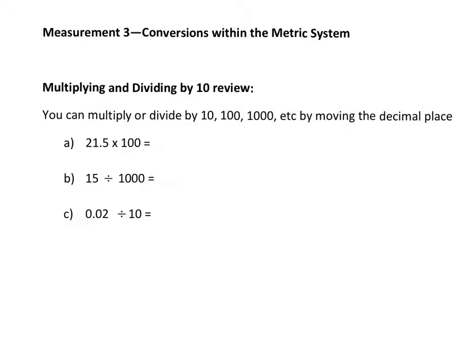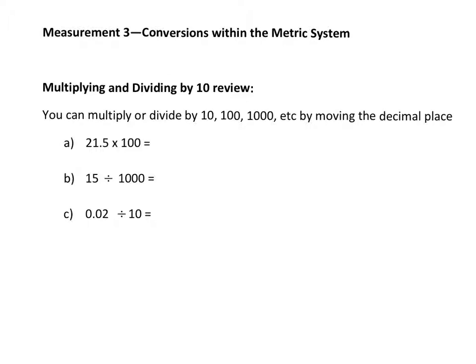Measurement Lesson 3, looking at conversions within the metric system. So to start off, let's do a quick review of multiplying and dividing by 10 or by powers of 10. The powers of 10 are 100, 1,000, etc. If you think of 10 squared, 10 to the power of 3, 10 to the power of 4, etc. We can multiply and divide by 10 and the powers of 10 by just moving the decimal place.